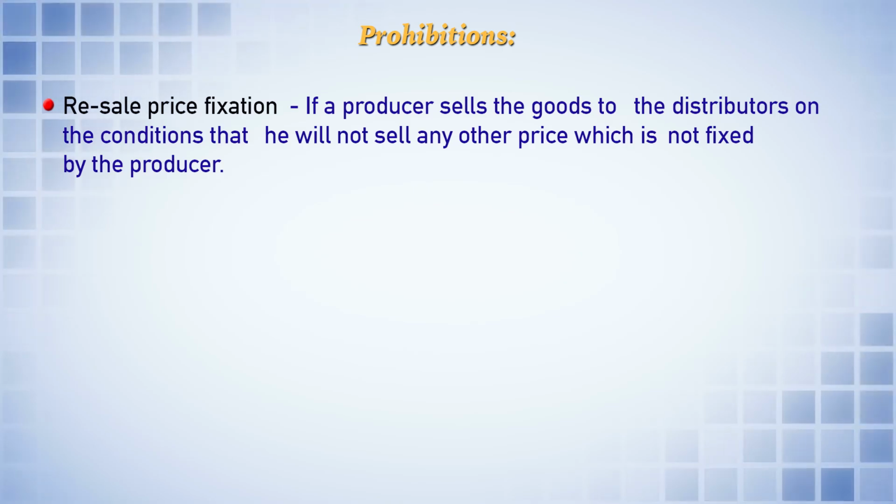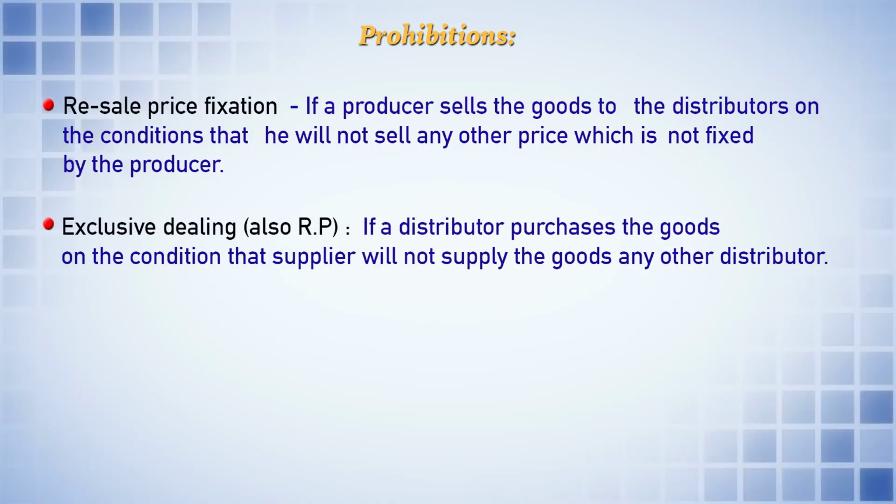If a producer sells the goods to the distributors on the condition that he will not sell at any price other than the one fixed by the producer, that is not possible, because the seller also needs a certain amount of margin. Therefore, if the producer puts any such restriction on the trader, that will become resale price fixation.